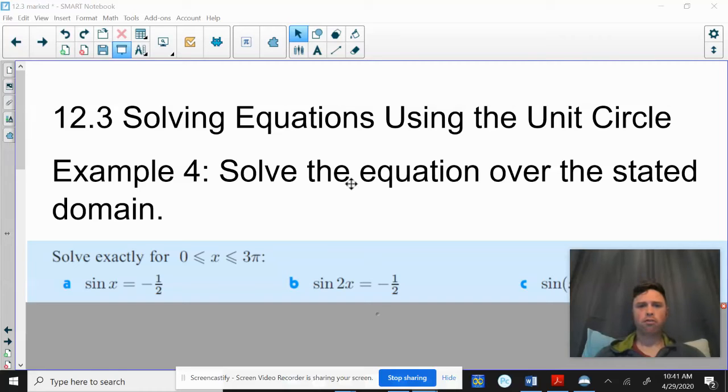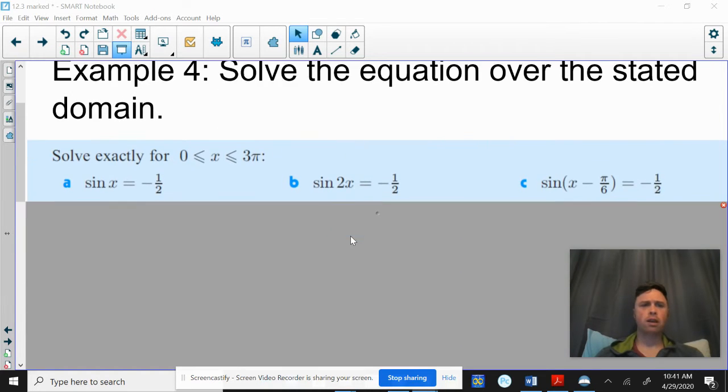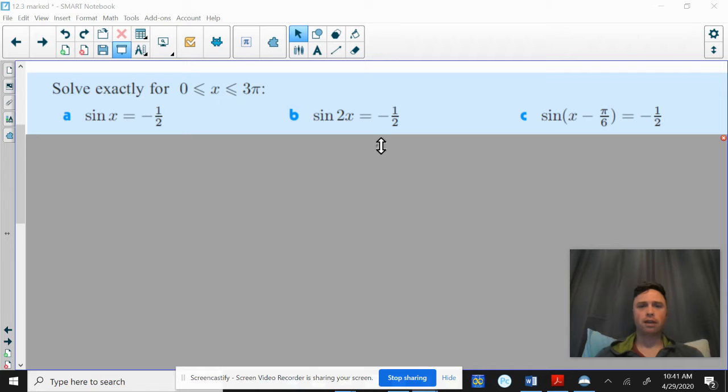All right, for example 4, we're going to be working with three different equations that are all kind of similar, but with a couple of wrinkles that we want to watch out for. For all three, we're going to be looking over this domain. The x's are going to go from 0 to 3 pi. And the first one should be pretty familiar at this point. Sine of x is equal to negative a half.